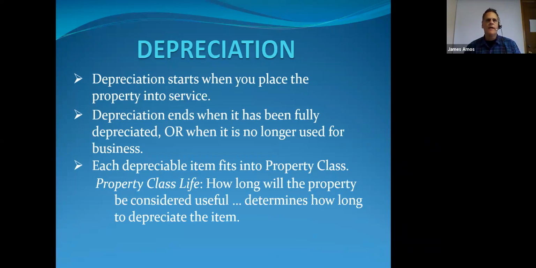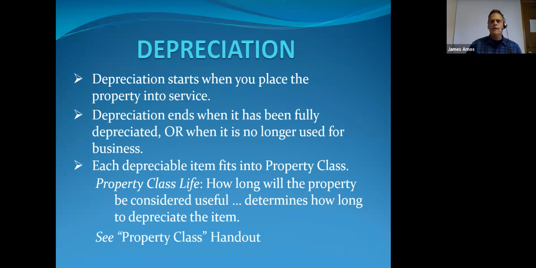Some property by the law is considered useful for 3 years. So that determines how long to depreciate the item. They depreciate that item for 3 years. Some property is considered 5-year property, and you depreciate that over 5 years. 7-year property is depreciated over 7 years. I think you see the pattern, okay?